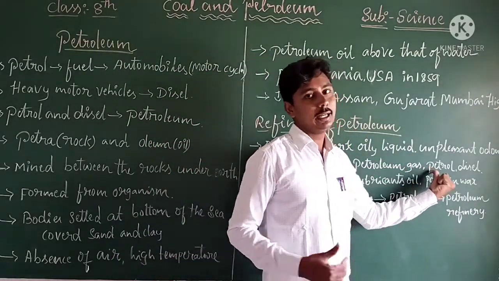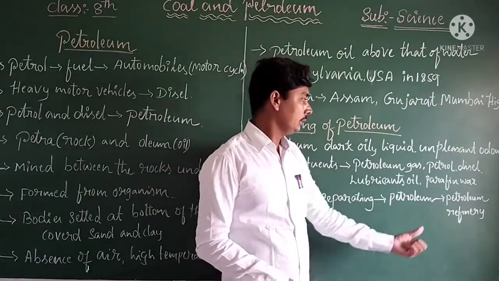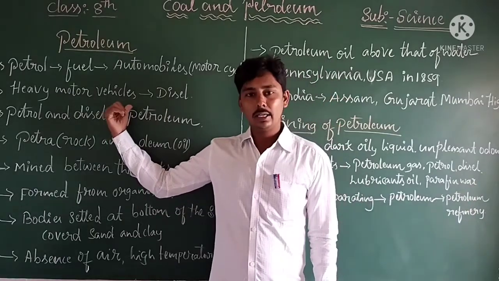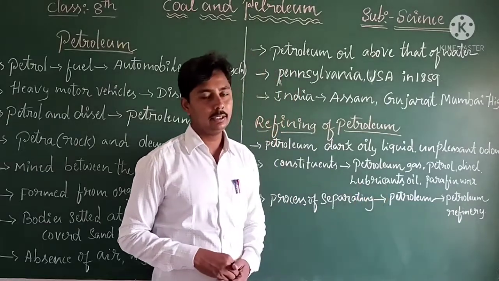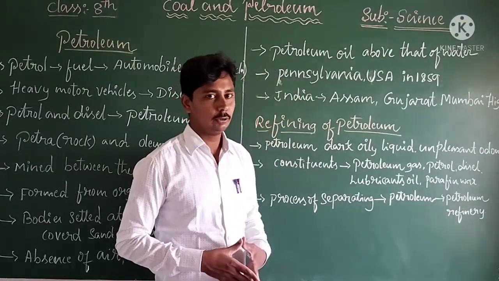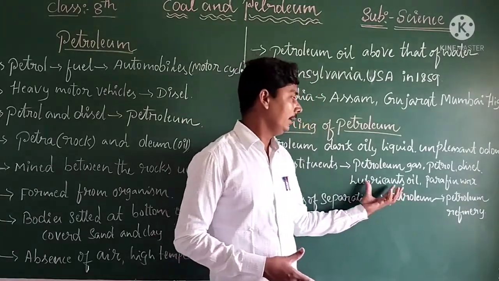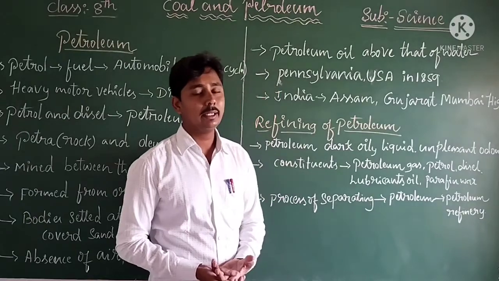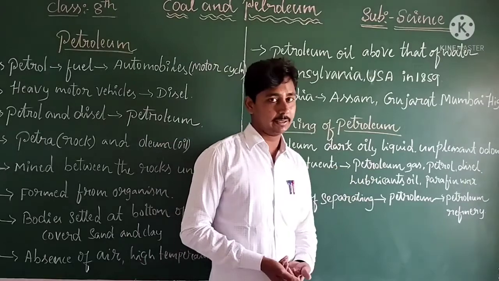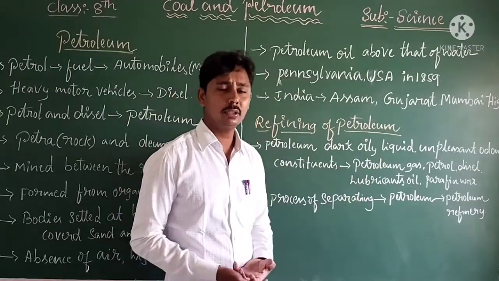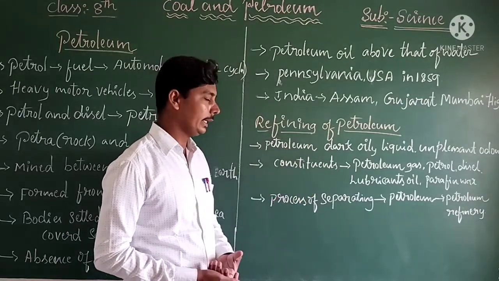Petrol is used to run vehicles, and diesel is also used to run heavy vehicles. Lubricating oils are used as lubricants. Lubricating oil is nothing but grease. And with paraffin wax, we make different kinds of candles. Candles are made from paraffin wax, and different waxes are also used. These are also constituents of petroleum.